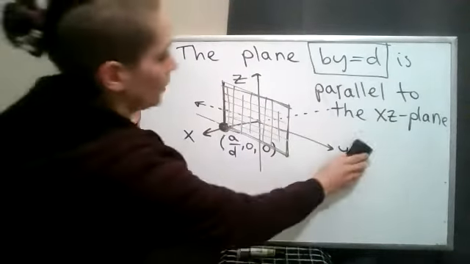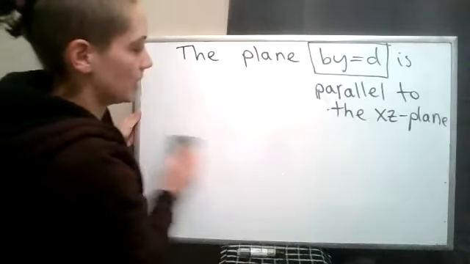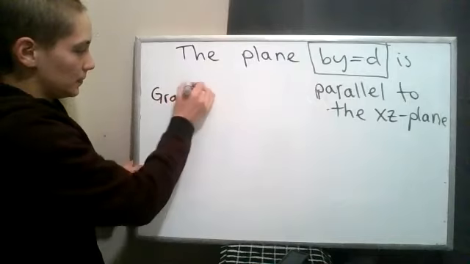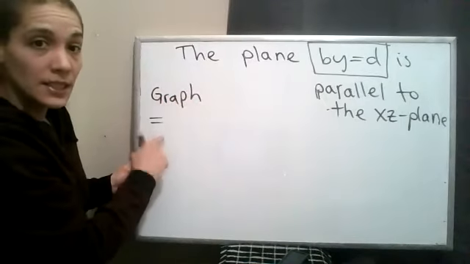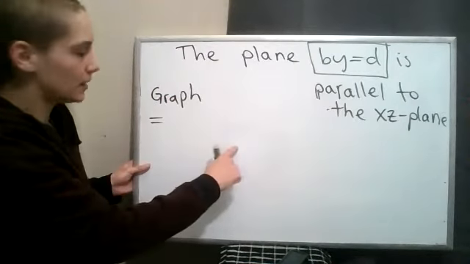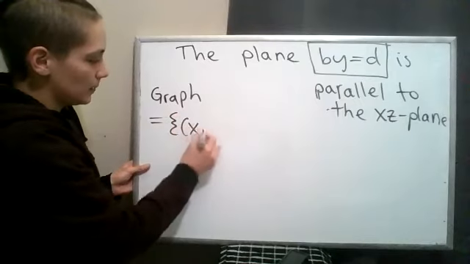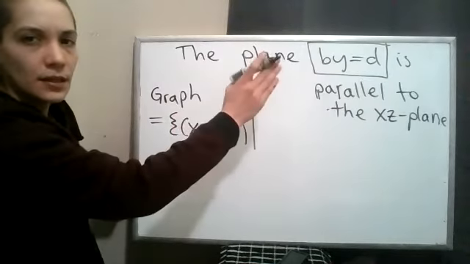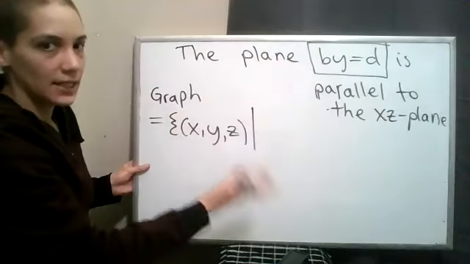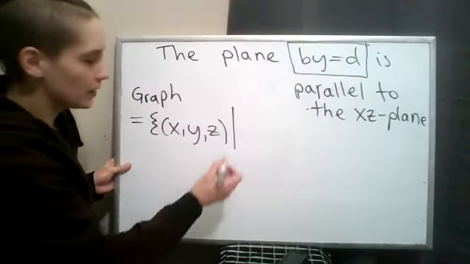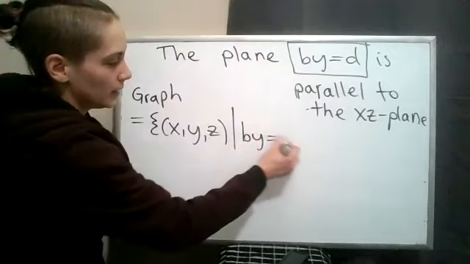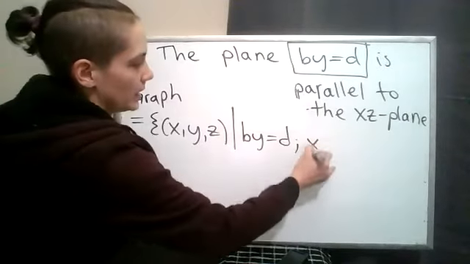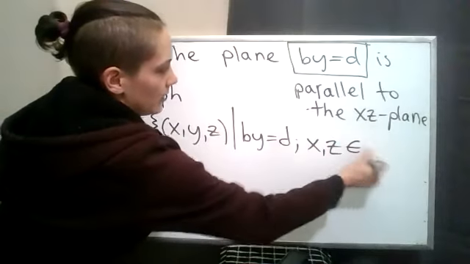The other one, we have a graph and a sketch. Okay, the graph is the set of all points x, y, z such that by equals d, x is any number and z is any number. And our other variables are real numbers, x and z, existing in the reals.